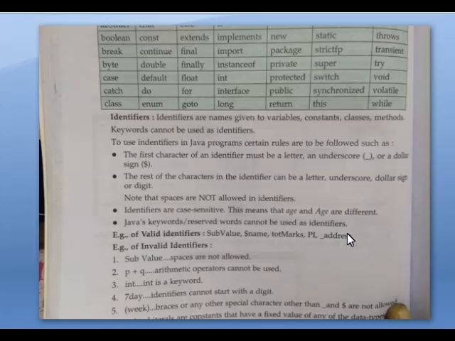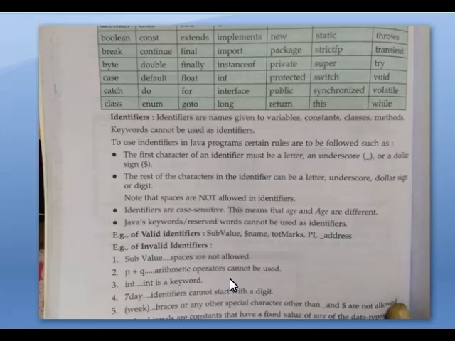Okay, so we are going to see some valid identifiers. These are the fields that we are using to declare a variable. Spaces are not allowed. Here you see, this is invalid, because there is a space between the words, so it is an invalid identifier. This one, subvalue, is a valid identifier. Then p plus q, arithmetic operators cannot be used.